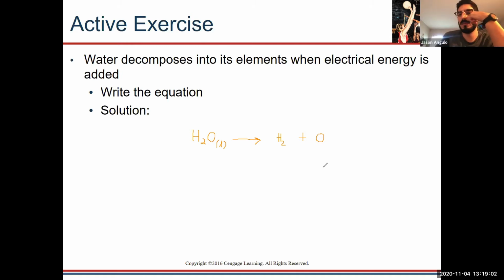Would it be H2 plus O2? It's going to be H2 plus diatomic O2. Why is it going to be H2 plus O2, Jason? Because they're both diatomic elements. So when oxygen is by itself, it's going to be O2. So you guys remember the diatomics? What is that little slogan to remember? Have no fear of ice cold beer, right?